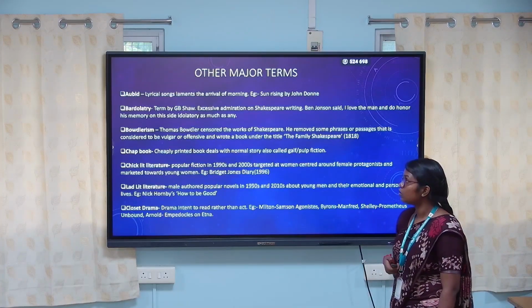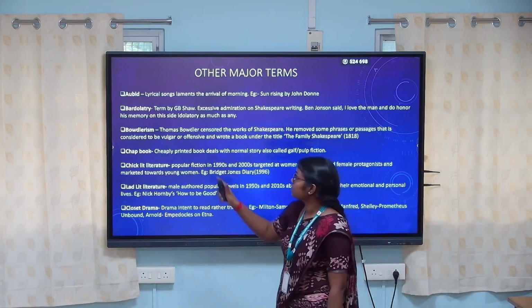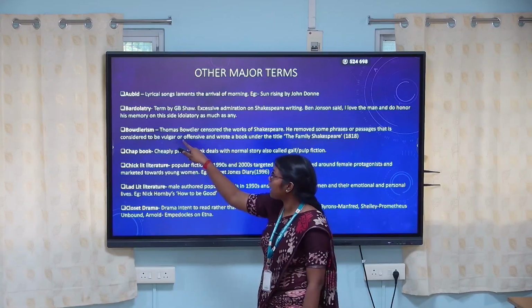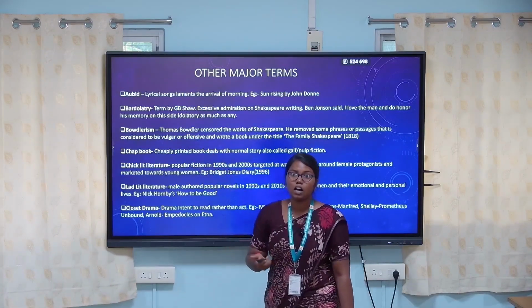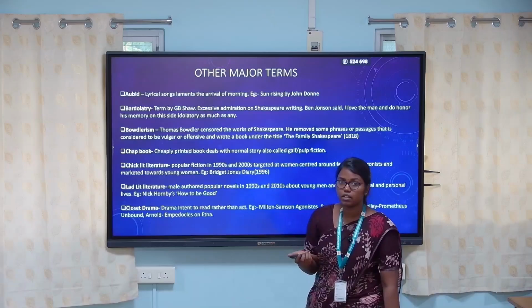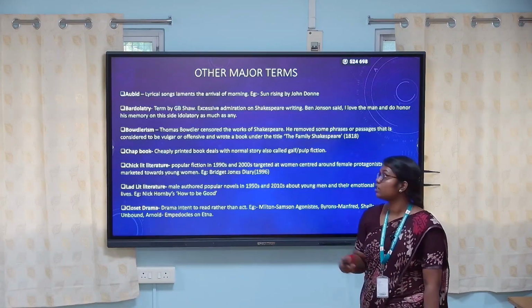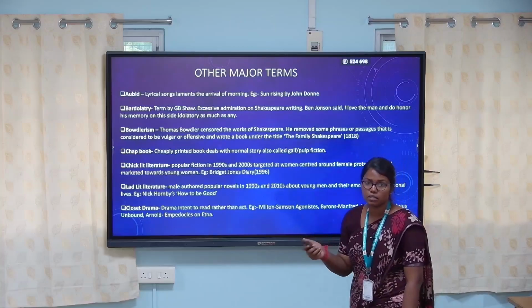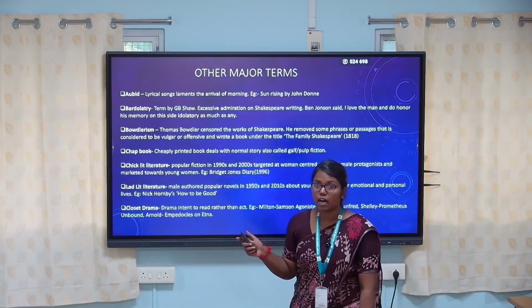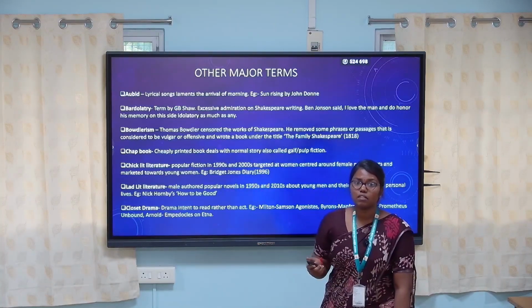The second is bardolatry. Through this word we can understand whom he is trying to address. Bard is nothing but a poet, a famous writer who was called the Bard of Avon. Through this term we can identify who the Bard of Avon is, who is named William Shakespeare.